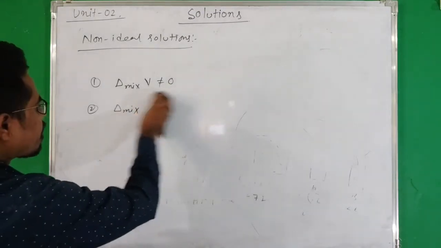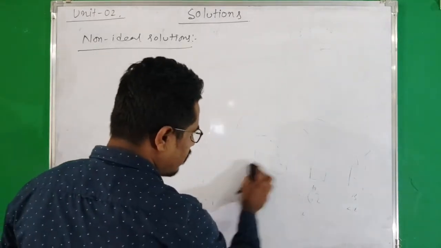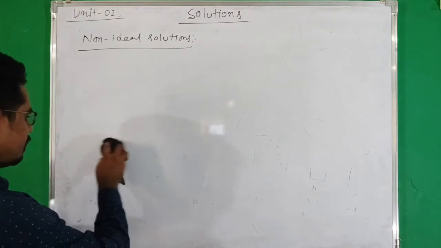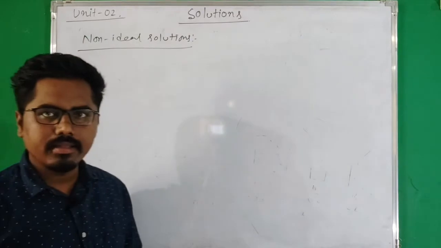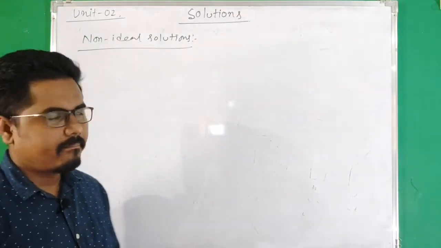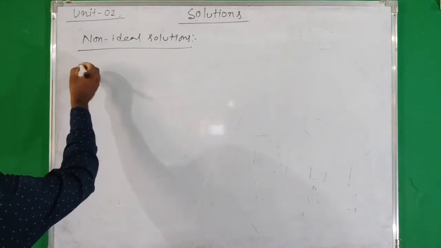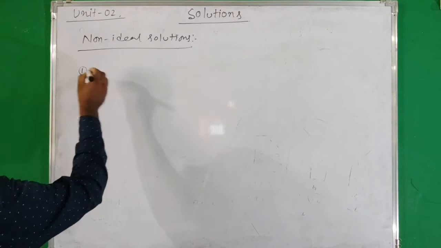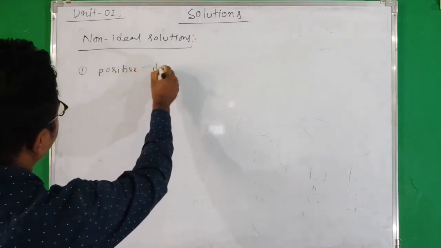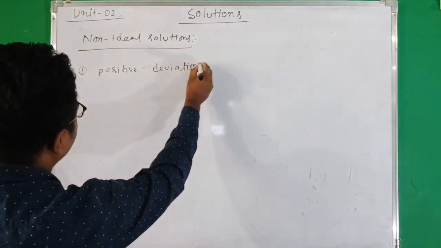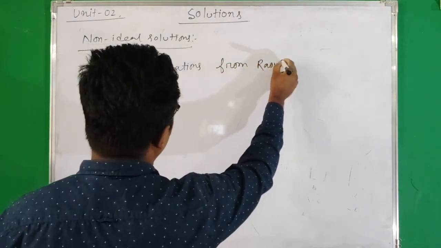Okay, and these solutions will always show either higher vapor pressure than predicted by Raoult's law or lower vapor pressure than predicted by Raoult's law. So depending upon the nature of vapor pressure, these solutions are classified into two types. Number one, solutions showing positive deviations from Raoult's law.